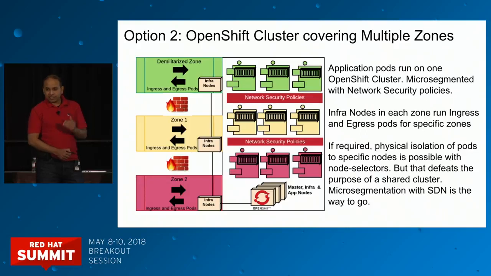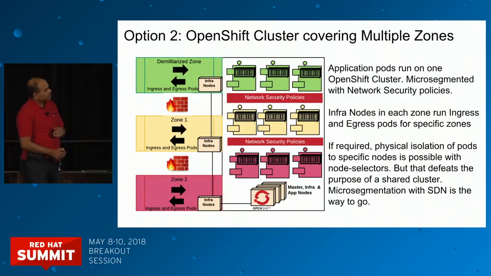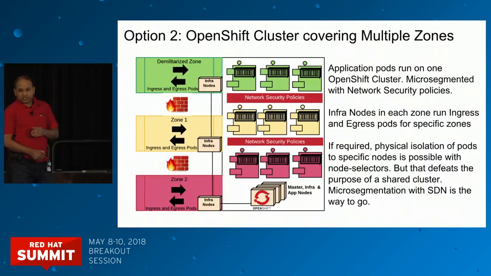What about ingress and egress? That's where you would set up infrastructure nodes, and these infrastructure nodes will run in the respective zones, and on these infrastructure nodes, you run the ingress and egress. That's how you can set up a single OpenShift cluster that works across multiple network zones. This is the recommended solution, right?